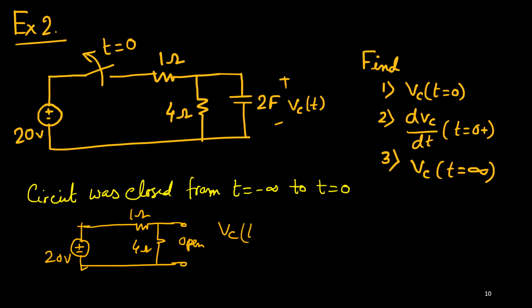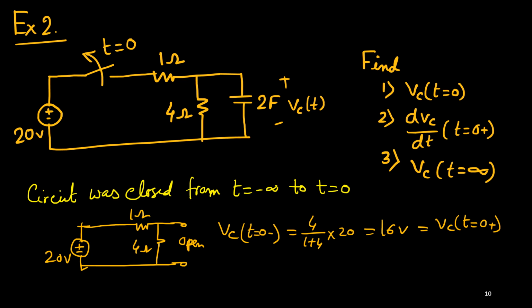Okay, so VC at t equals 0. Rather, you can write t equal to 0 minus if you have some confusion. So that value is 4 upon 1 plus 4 times 20. So it is 4 by 5 into 20, 16 volt. So that is same as VC at t equal to 0 or 0 plus. Same, right?